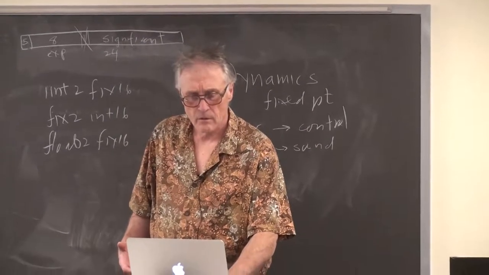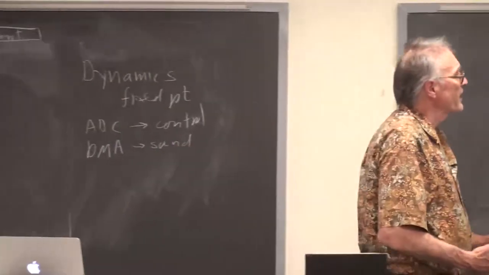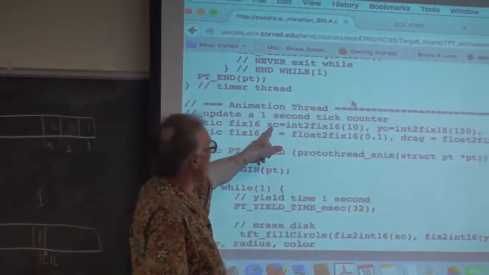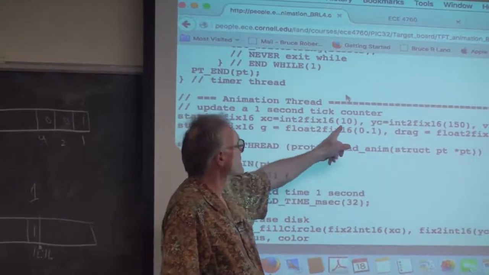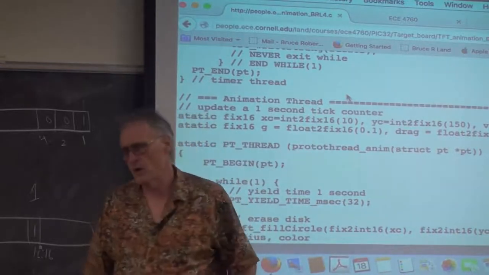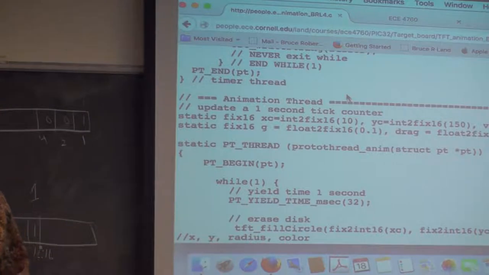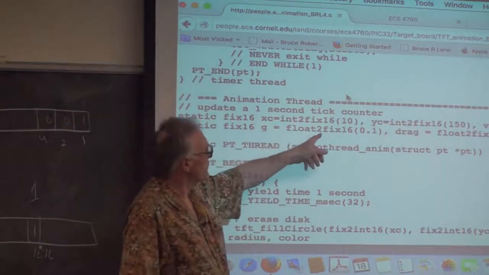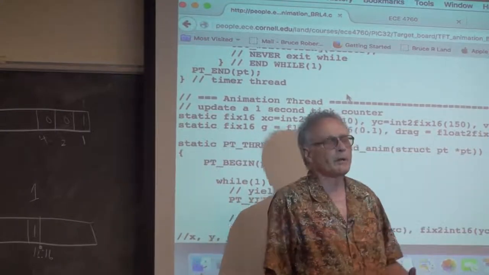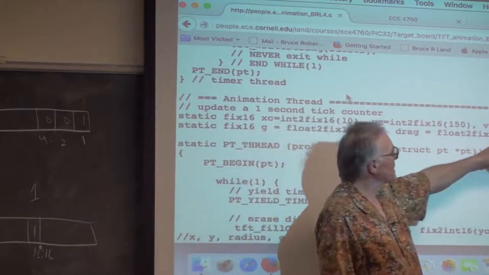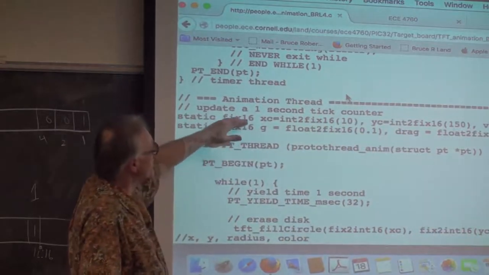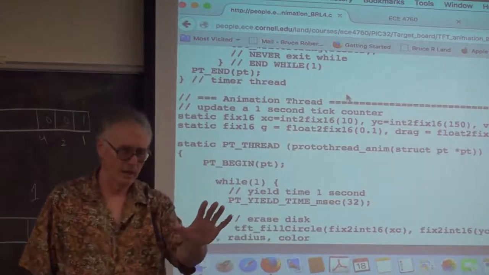I did, okay. So what we're going to do in this thread is define a static fixed 16, which is going to be the x value of the ball. And we're going to define it as int to fixed 16 of 10. And we're going to call g the gravitational constant. We're going to scale it to 0.1. Why 0.1? It was about the right speed. So we're going to do a float to fix 16 of 0.1. And the drag will be some coefficient of atmospheric drag, which we're going to set to float to fix 16 of 0.01 also. So these are all initializations. We can use float operations here. We can't use them in the animation loop.